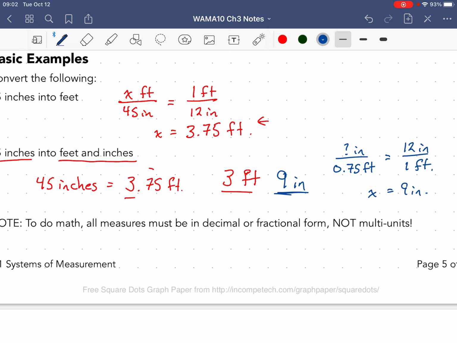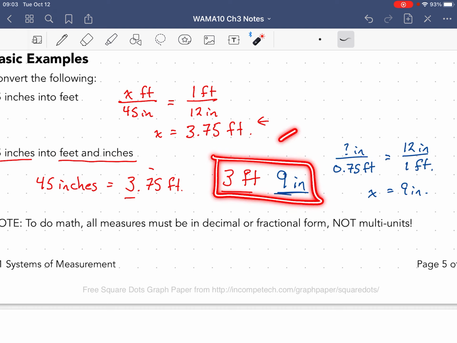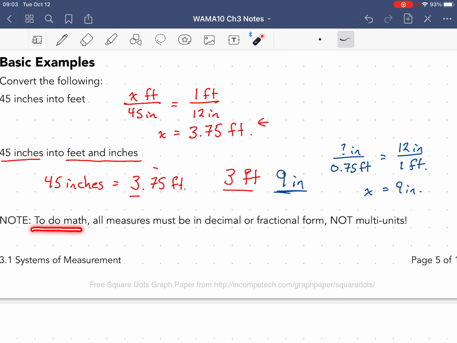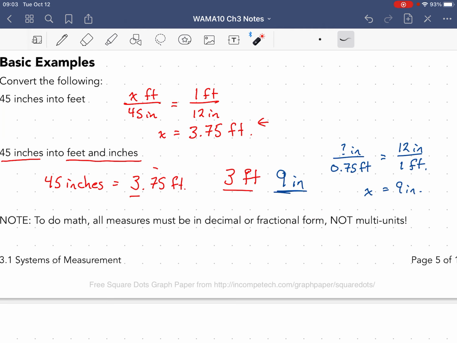So remember, 3 feet 9 inches is 3.75 feet. 3 feet 9 inches is not equal to 3.9 feet. So remember that. Note, to do math, all measurements must be in decimal or fractional form, like this. Not like this. You cannot do math with 3 feet 9 inches. You're going to have to take that inches and turn it into either a fraction, 9 out of 12, or turn it into a decimal form like this.